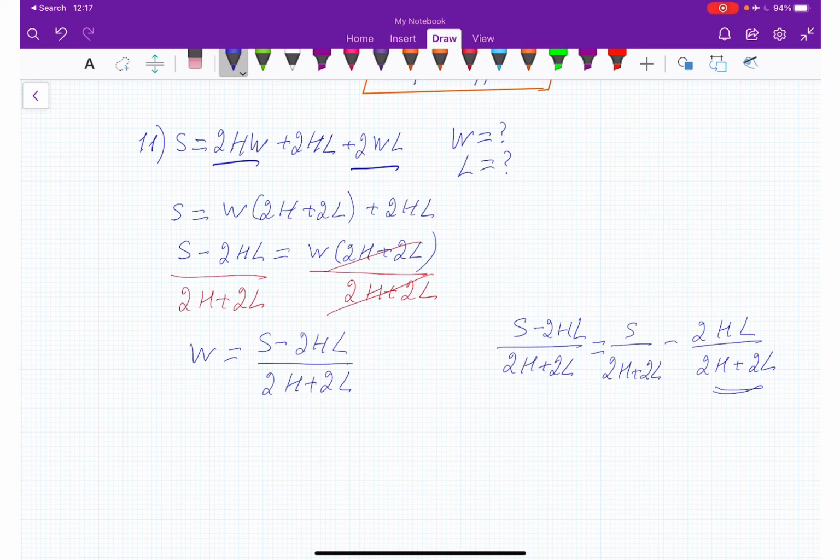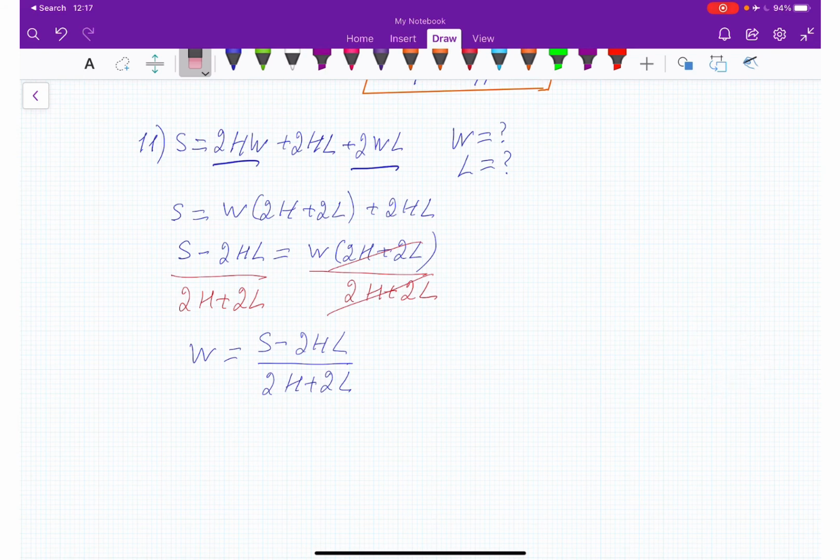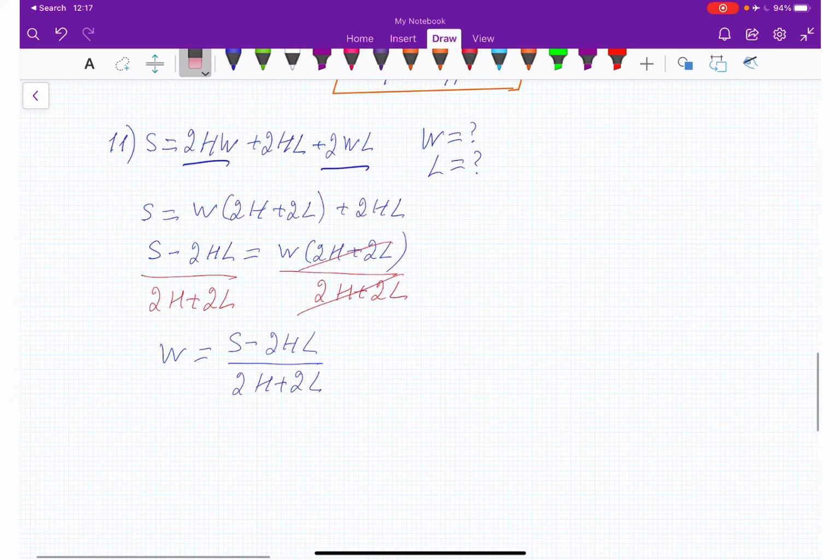So, let me clean this. And next we are going to solve for L. To solve for L, what I'm going to do, I'm going to get rid of, oh, I have to combine L here. All right.